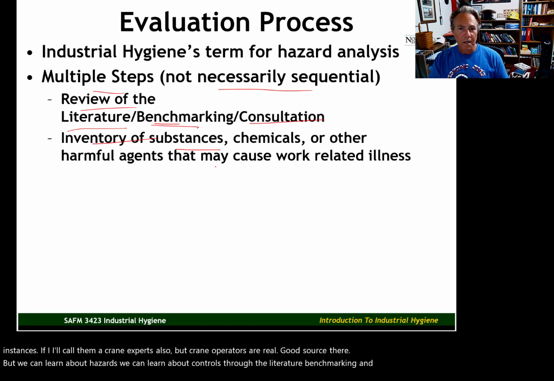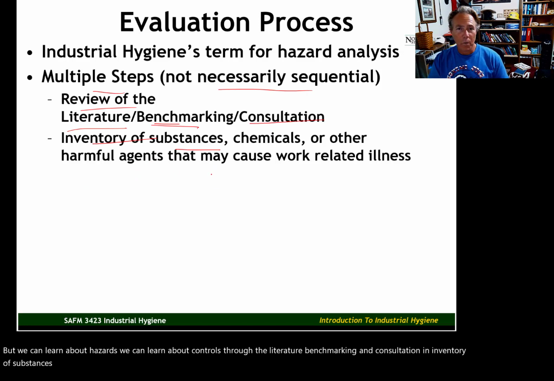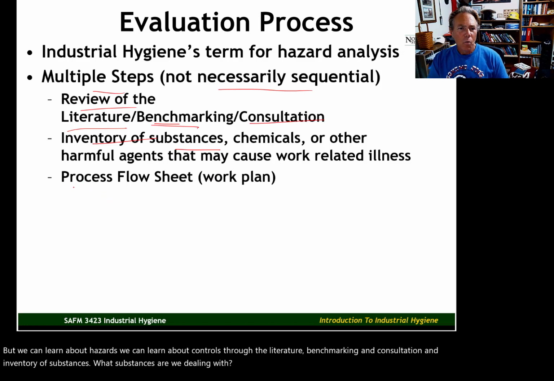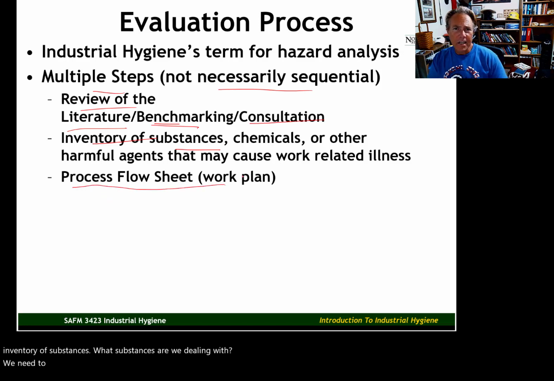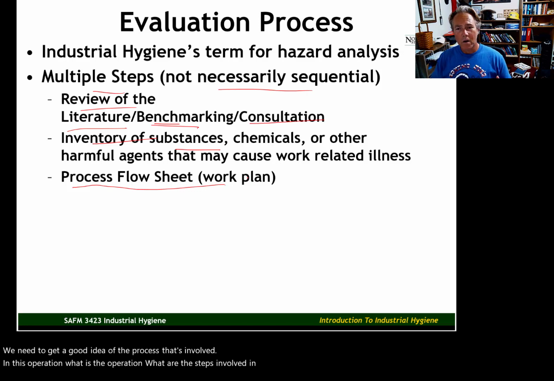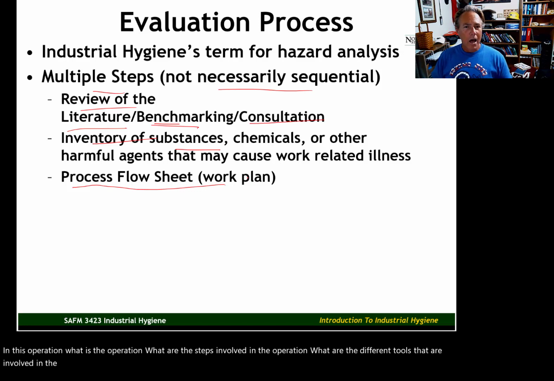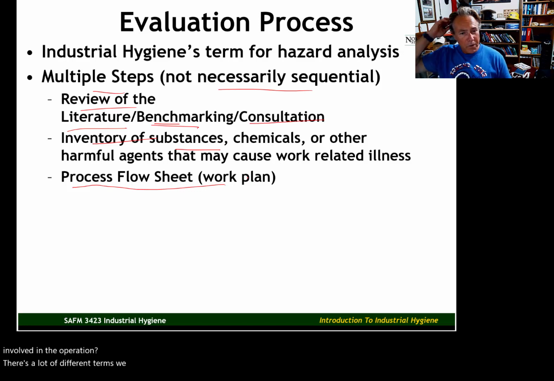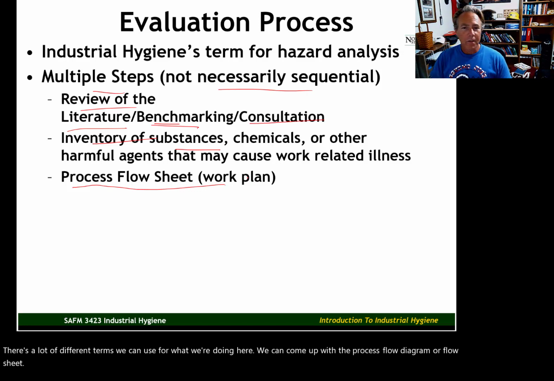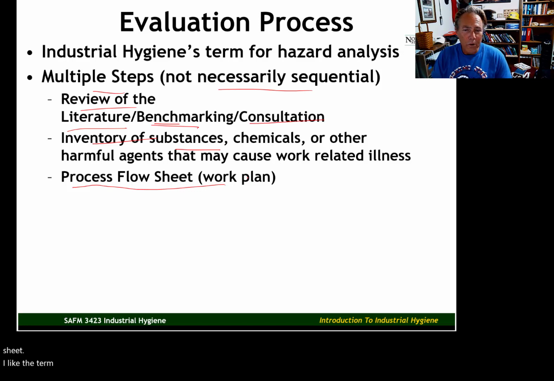An inventory of substances. What substances are we dealing with? We need to get a good idea of the process that's involved in this operation. What is the operation? What are the steps involved in the operation? What are the different tools that are involved in the operation? There's a lot of different terms we can use for what we're doing here. We can come up with a process flow diagram or flow sheet. I like the term work plan. What we're doing is a work plan.